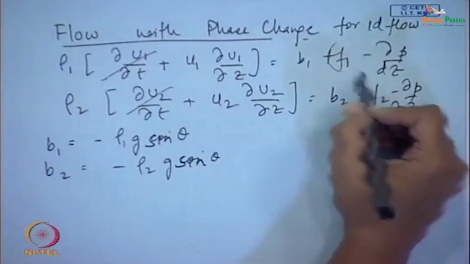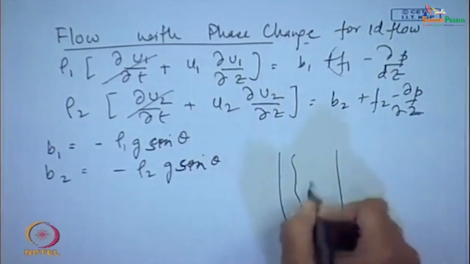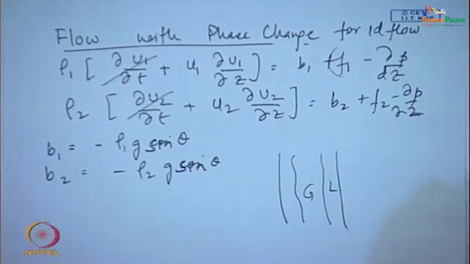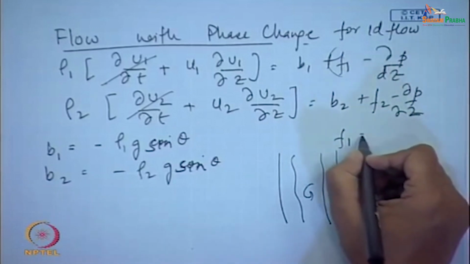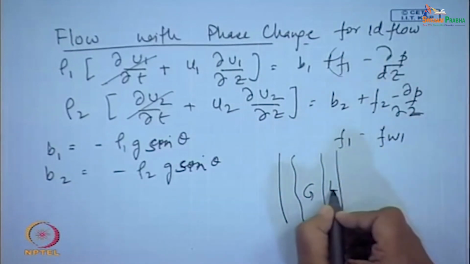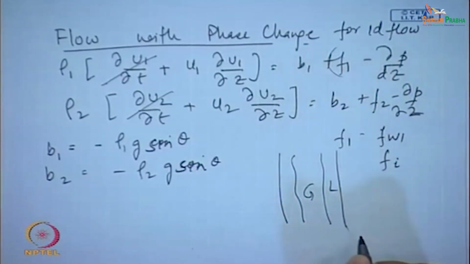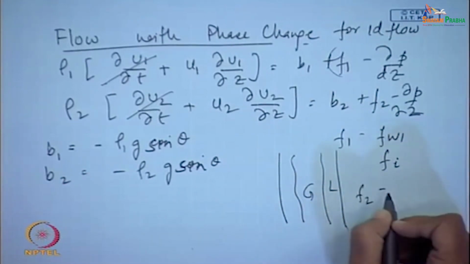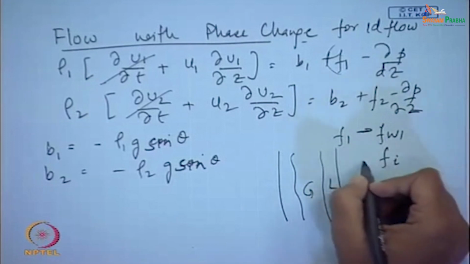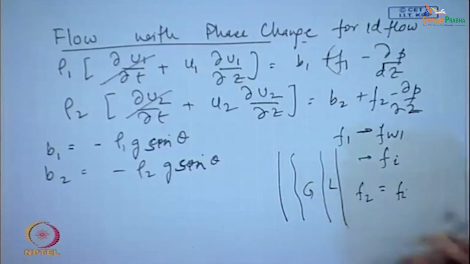Okay. So, suppose it is a vertical annular flow. There is a gas core, there is a liquid film. So, what will F 1 comprise of? It will comprise of F W 1, interaction of liquid with the wall, agreed, and F I, interface between gas and liquid, fine. And what will F 2 comprise of? F 2 will comprise of just F I, because there is no wall term, it will just comprise of F I.